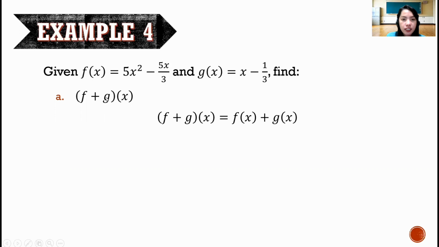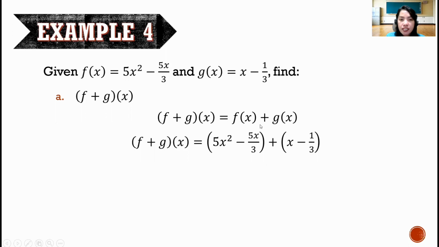From the definition, f plus g of x, that is equal to f of x plus g of x. So first, we're going to evaluate the given function. So ang f of x, ang value niya ay 5x squared minus 5x over 3. You have to enclose that using a parenthesis. Do not forget the operation. We have here the plus sign and the value of g of x, which is x minus 1/3. Next step is to drop down the parenthesis. We have here 5x squared minus 5x over 3 plus, same sign lang yung nasa loob ng second function, yung mga sign ng x and 1/3, same lang.